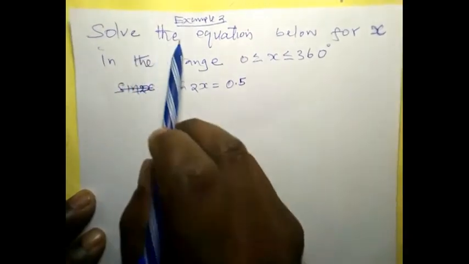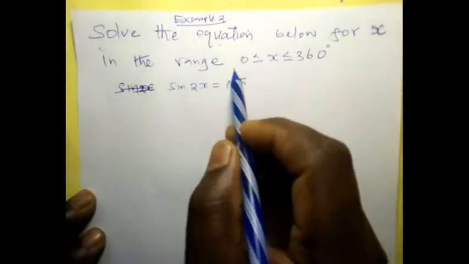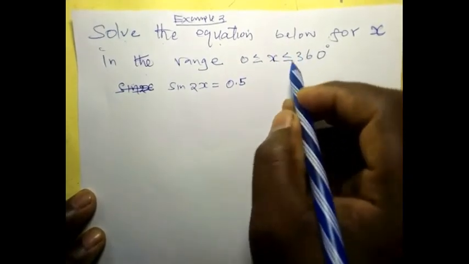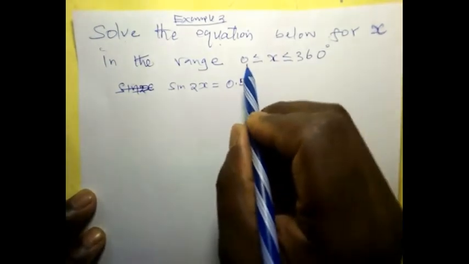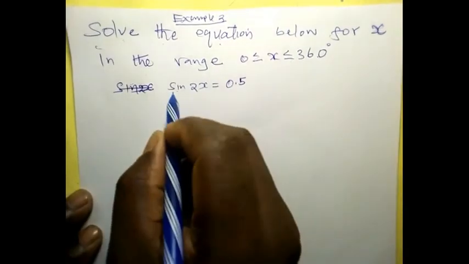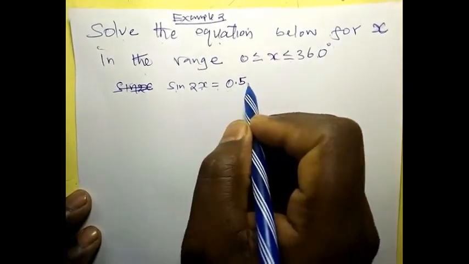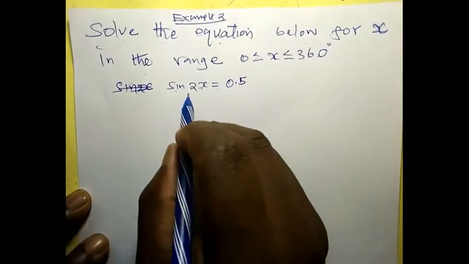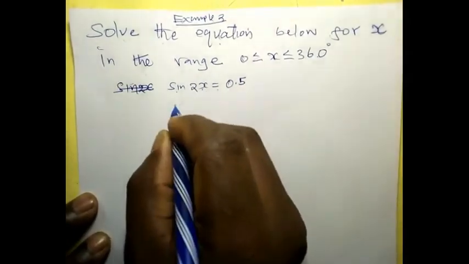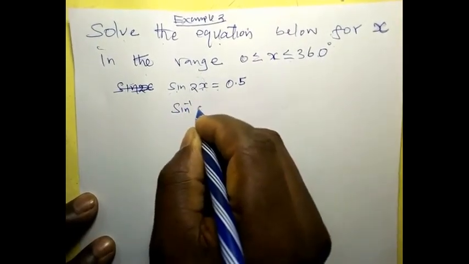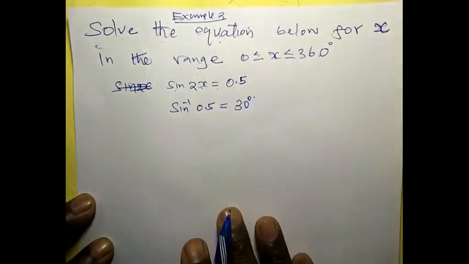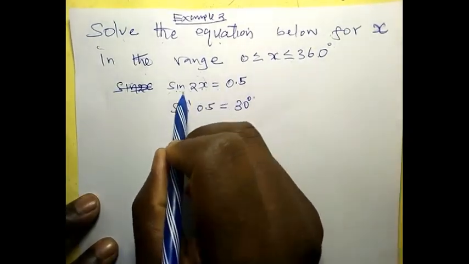Example 2. Solve the equation below for x in the range 0 less or equal to x less or equal to 360. So our angles of x will range between 0 to 360, not more than that. So we have been given the equation sin 2x equal to 0.5. So first, how do we get the angle? We just assume the 2x first. So we are going to get the sine inverse of 0.5. And this one is going to give us 30 degrees. Once we obtain the degrees, we know that the sign here is positive.